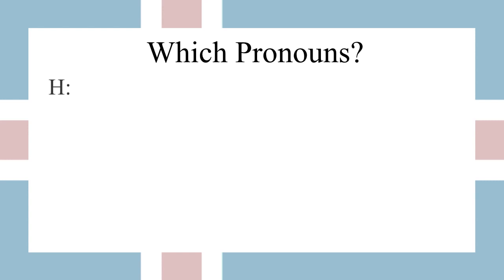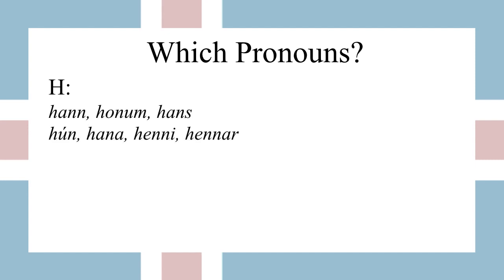First of all, we're talking about the pronouns that start with the letter H. The main ones here are hann, honum, and hans, which are he, him, and his. We also have hún, hana, henni, and hennar, which are she, her, and hers.